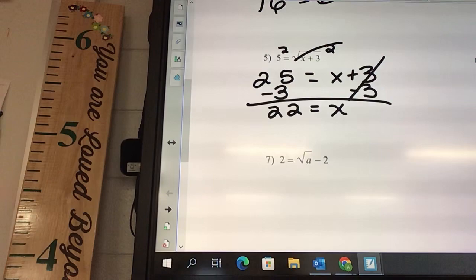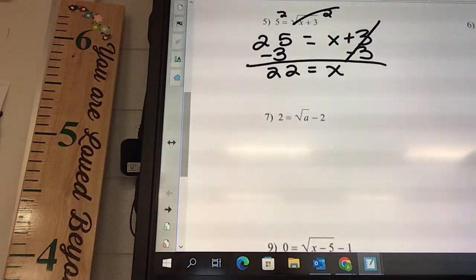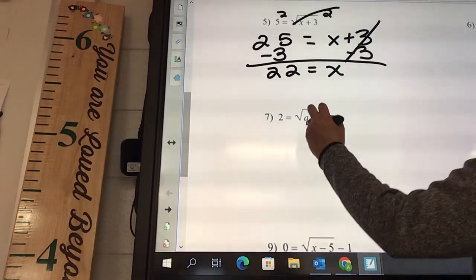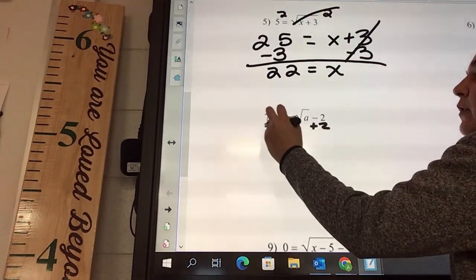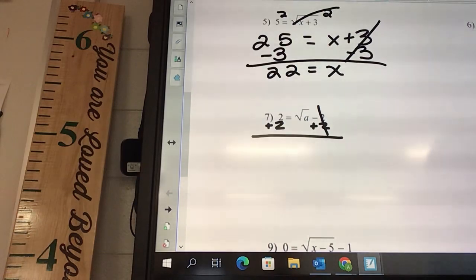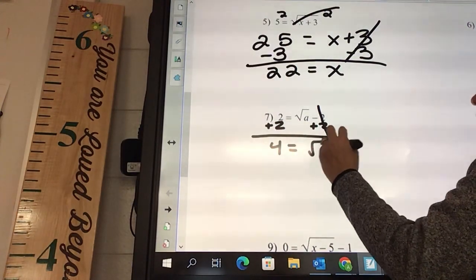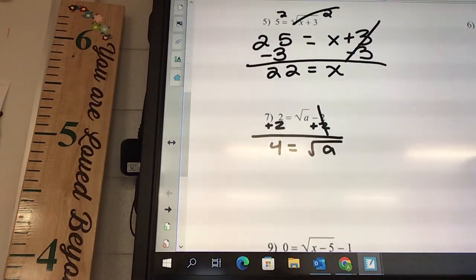Okay, 7. Is there stuff outside the square root? Yes, so that means that needs moved first before you can square it. So how do I move a minus 2? Plus 2. So our first step is going to be to say plus 2, plus 2. On the left, what are we going to have? 4 equals the square root of a. Now, is the square root by itself? Yes, so now what do we do?